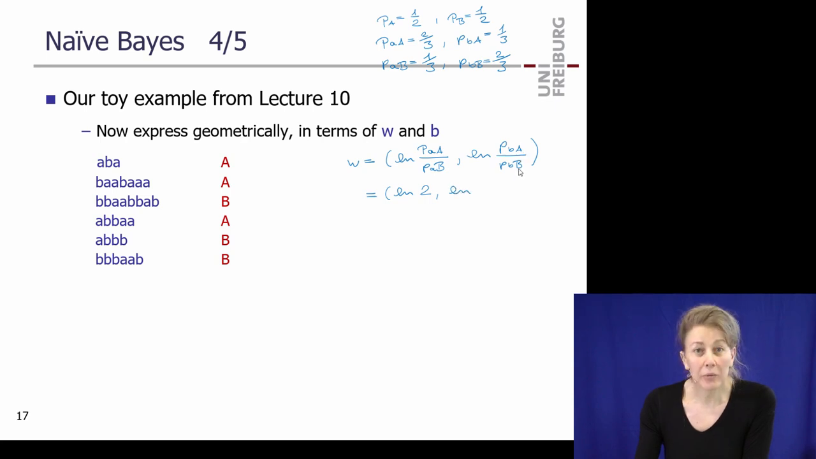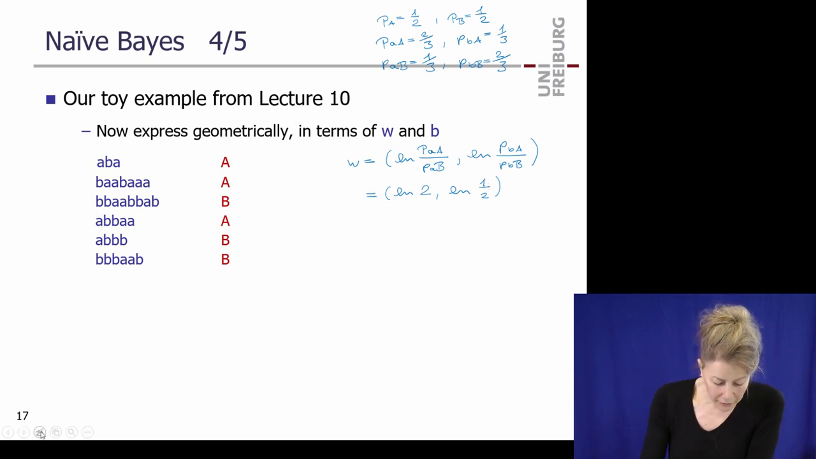PB over PB is 1/2, yes, that's correct. Now 1/2, again, the logarithm of the reciprocal is just minus, which also follows from the definition. That's minus ln 2, which means that's just ln 2 times the vector 1, minus 1.